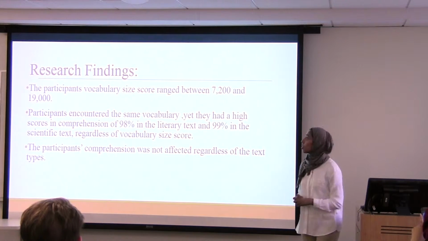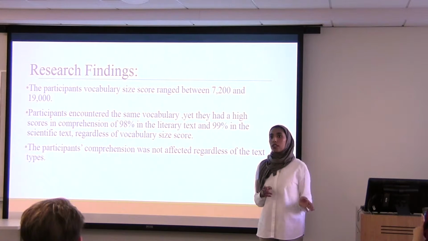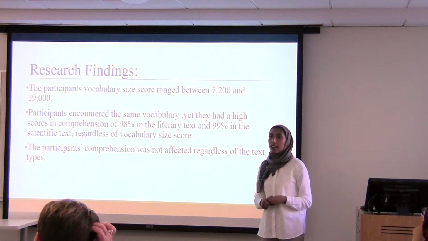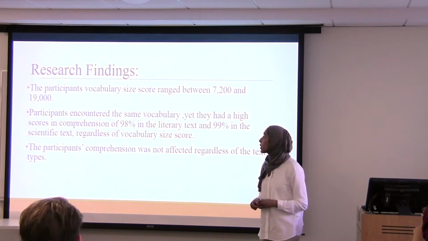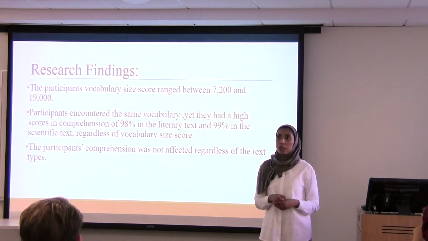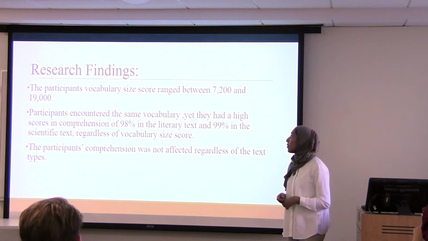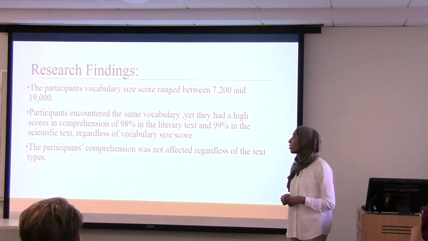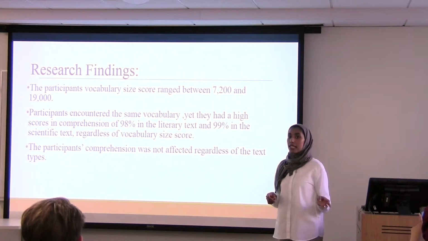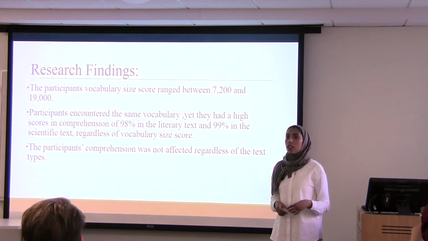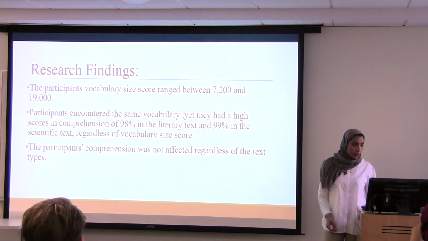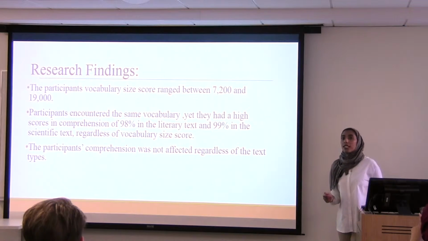After they took the vocabulary size test, their scores ranged from 7,200 to 19,000. And when they read the different texts, they encountered the same vocabulary, which was surprising to me. But they had a comprehension score of 98% in the literary text and 99% in the scientific text, regardless of the score they got in the vocabulary size test. And the participants' comprehension wasn't affected by the text type, whether literary or scientific.